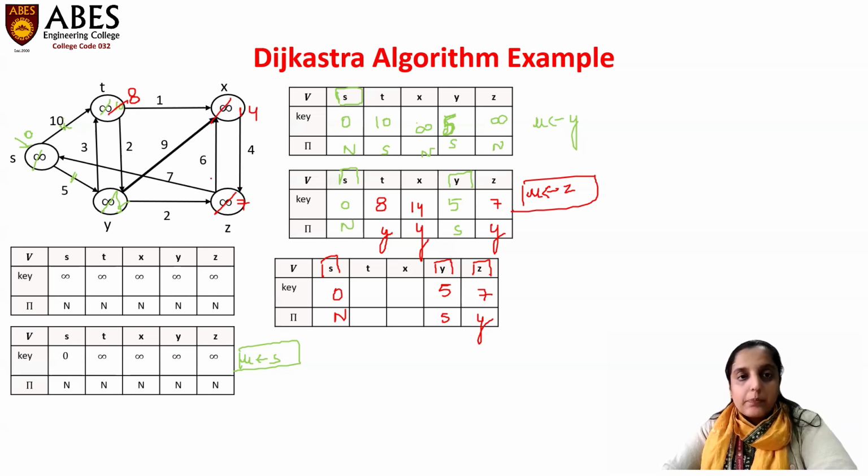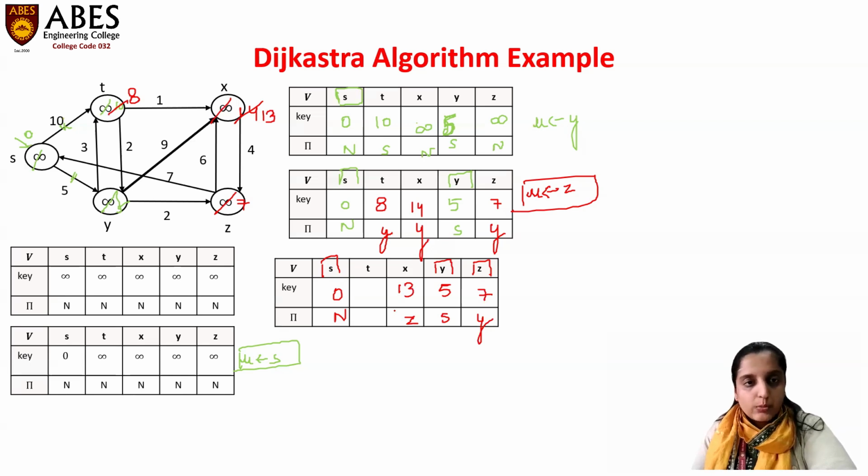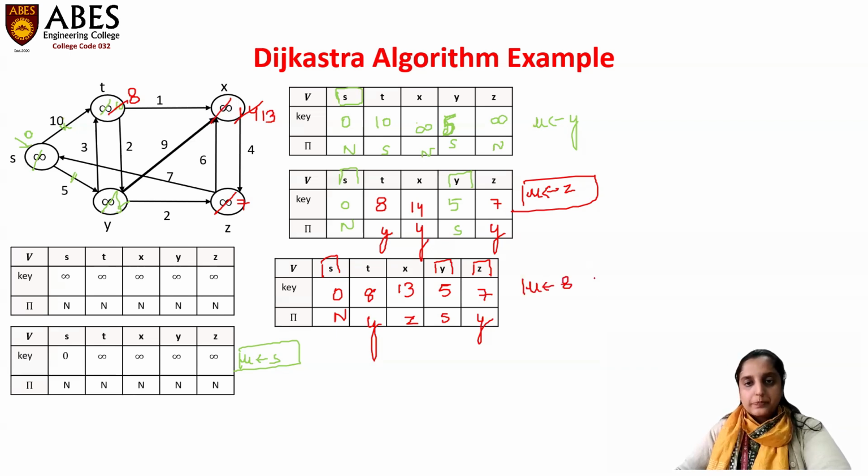Z is 7. 7 plus 6 is 13. So 13 is less than 14, so you will update it. So it will be 13. So at X, you will write 13 and the parent will be Z. And can we go from Z to T? No, there is no path from Z to T. So we'll write it like this only, 8, Y. Now we'll extract U, which will become 8.